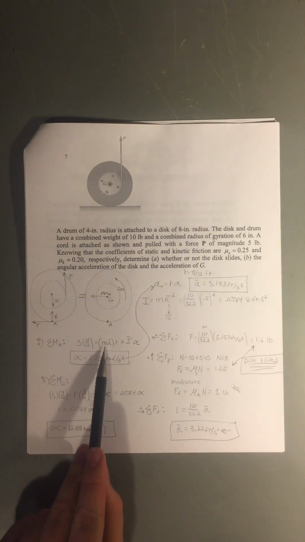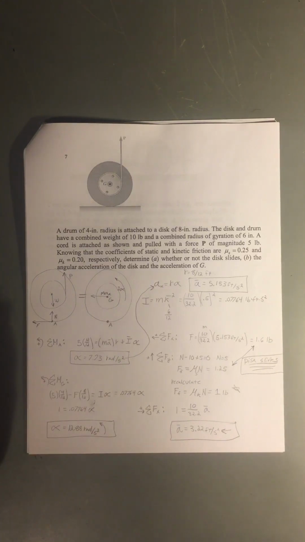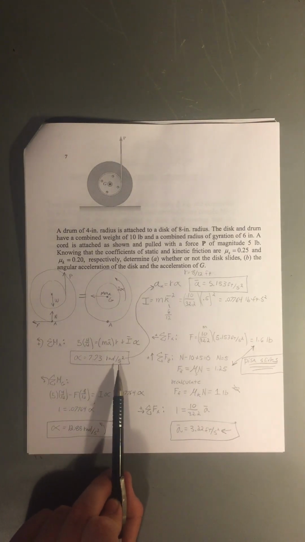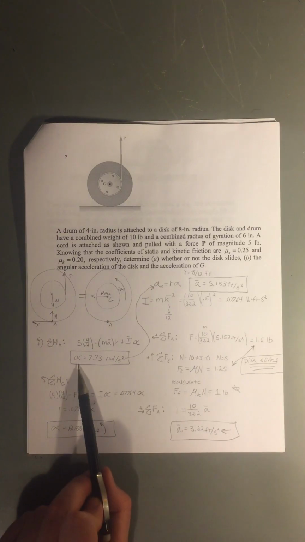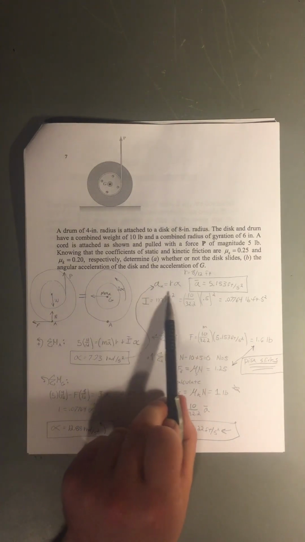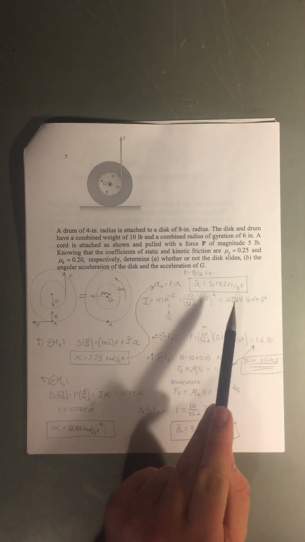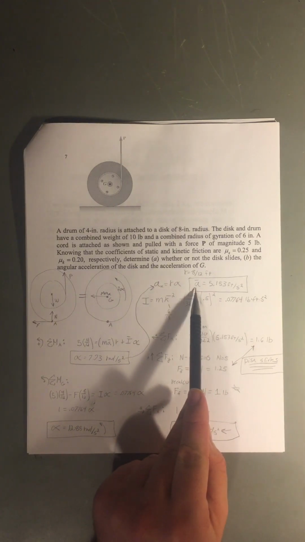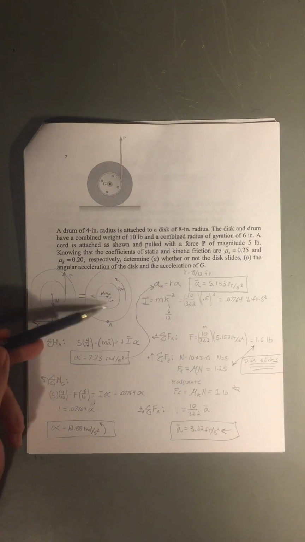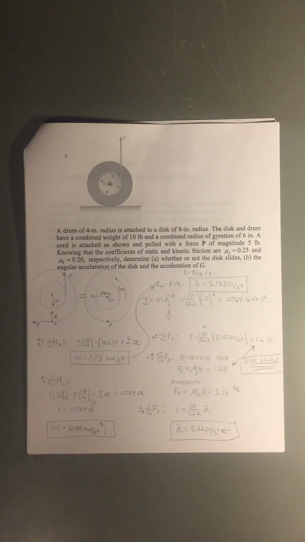And then we also know both of these terms. And so plugging those in, we can solve for alpha. And alpha turns out to be 7.73 radians per second squared. And then we can take that term and plug it back in here into this relationship to find out what this value is, our acceleration in the x from the center of gravity.